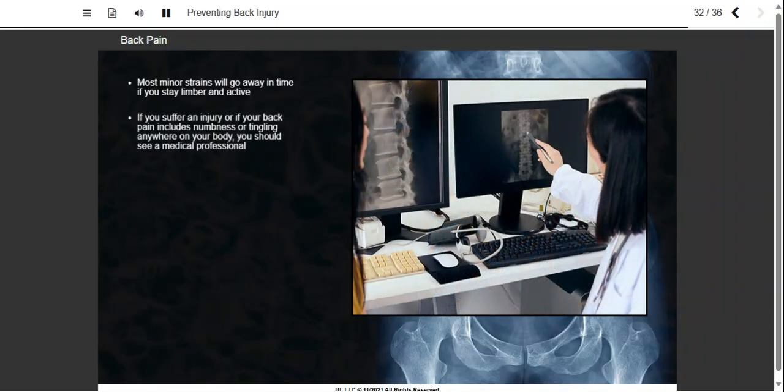If you are injured, such as in a fall or traffic accident, or if your back pain includes numbness or tingling anywhere on your body, you should see a medical professional. Your doctor will assess your condition and recommend next steps such as physical therapy, time away from work, and so on.